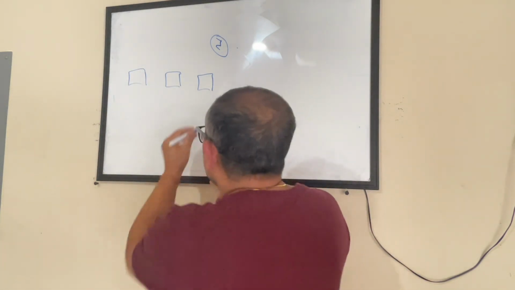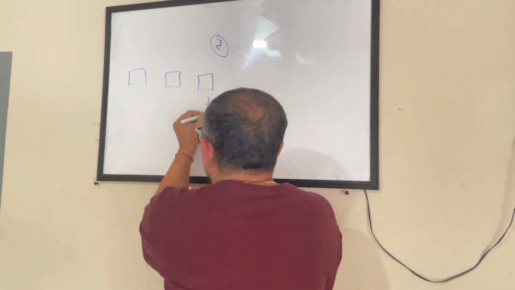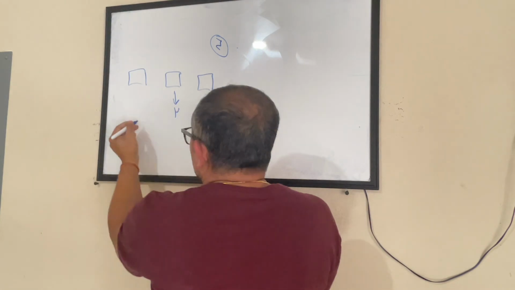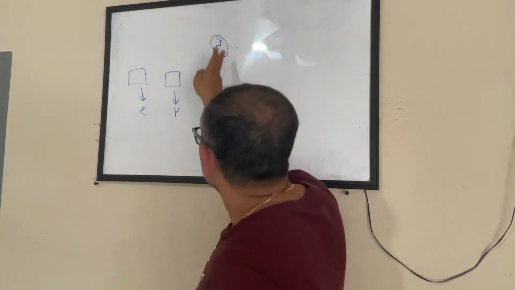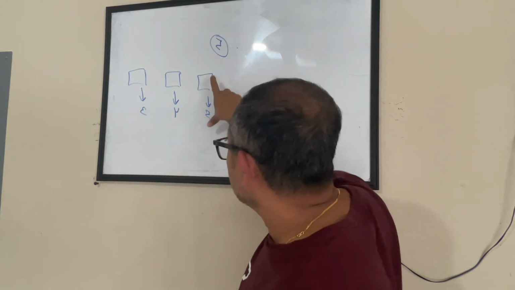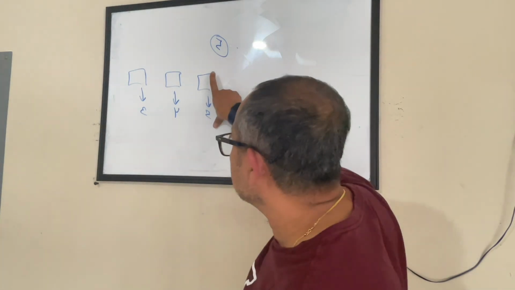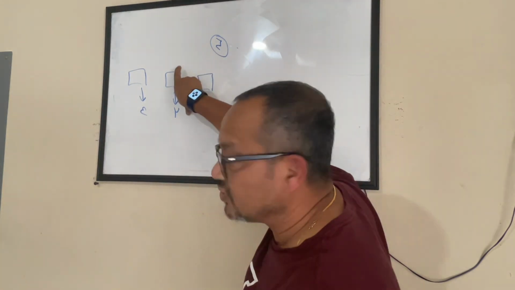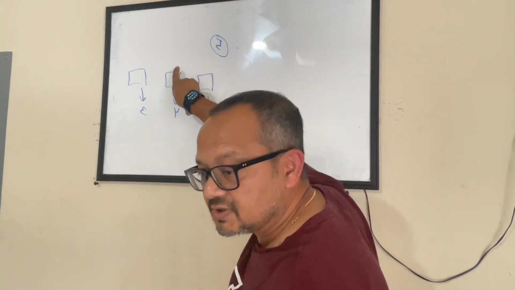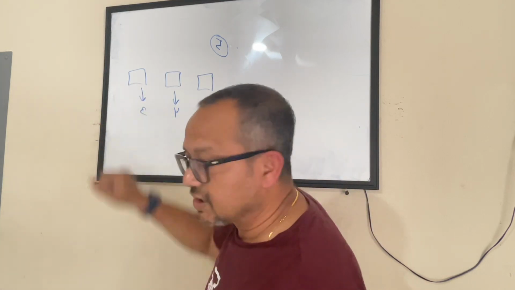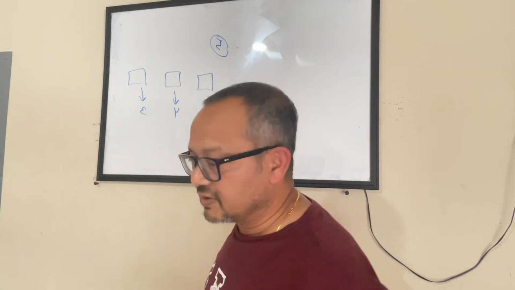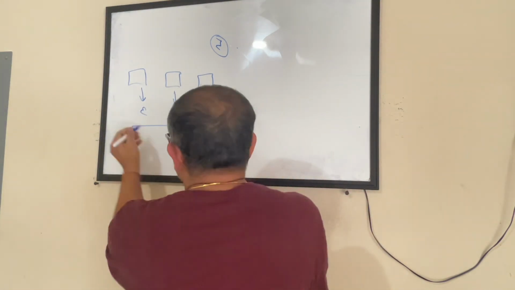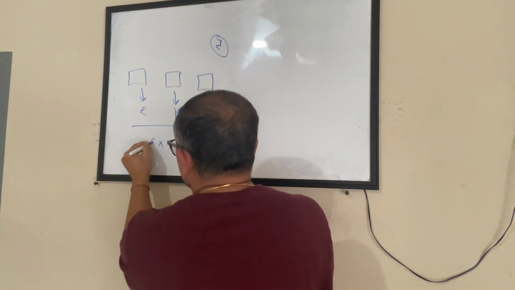First position you can fill in 5 ways. Second position you can fill in 4 ways. Third position you can fill in 3 ways, because you are picking one person out of 5. So you have 5 options and you fill the first position. Second position you can fill in 4 ways. One person is gone here, remaining 4 people. And third position you can fill in 3 ways. Now the total number of options that you have is 5 times 4 times 3.